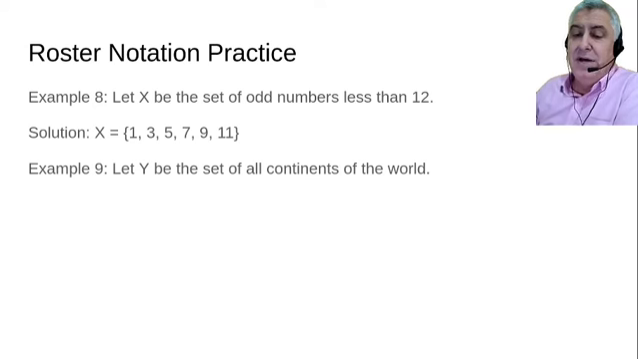Our example 9, let Y be the set of all continents in the world. This one is a little difficult because, for all the continents in the world, not everybody agrees how many continents there are, but you try to answer that for what you've learned, and then we'll talk about it in a second.